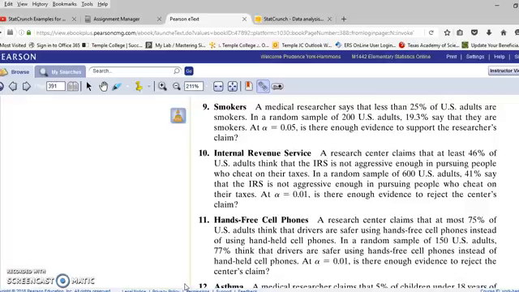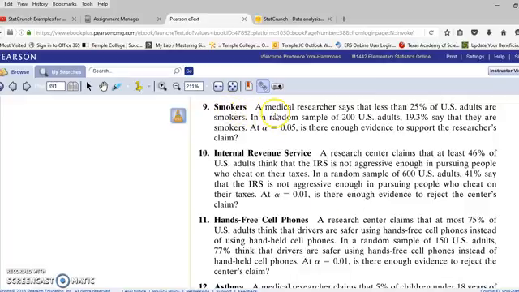We're going to look at some of the problems that are written in words rather than just giving you the values like we did in number 4 from page 391. So we're looking at number 9 about smokers.